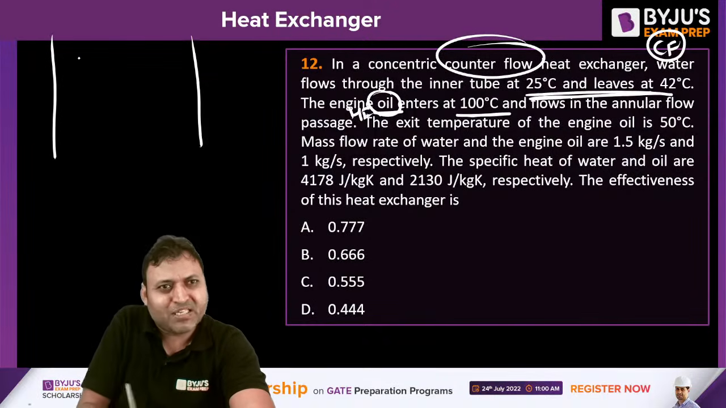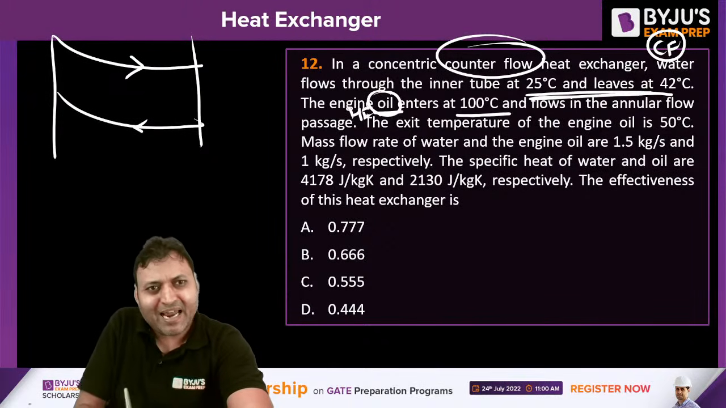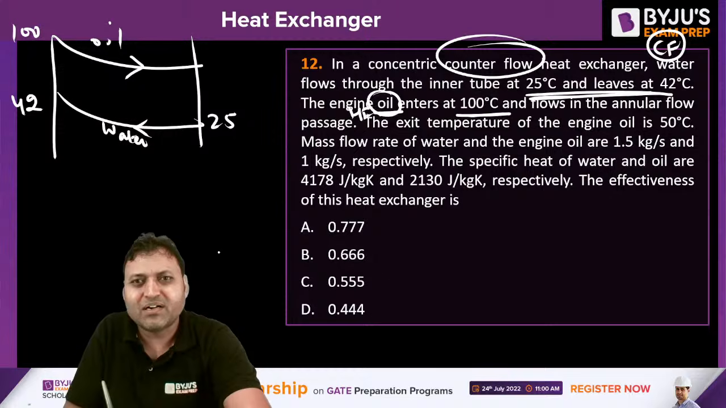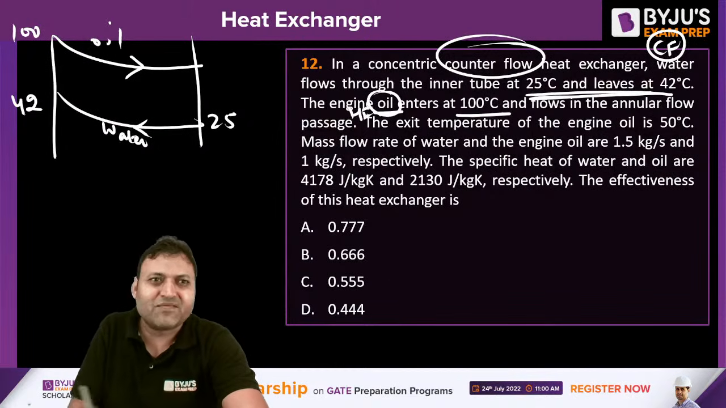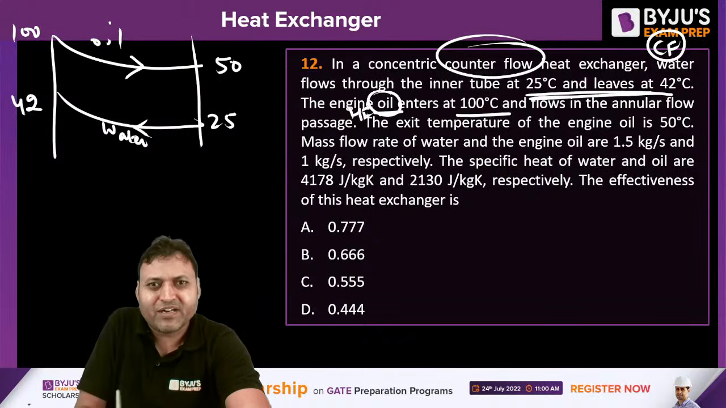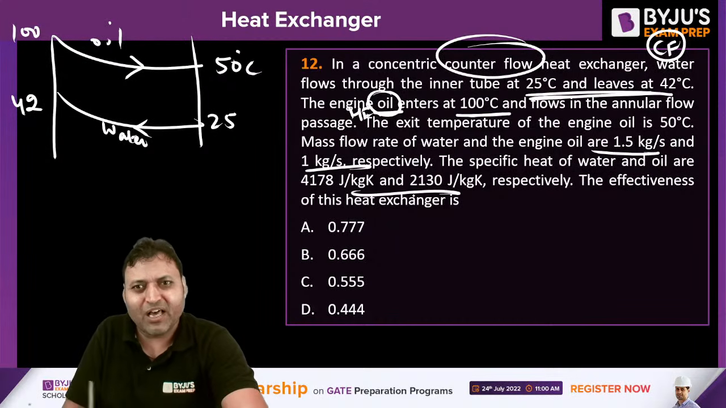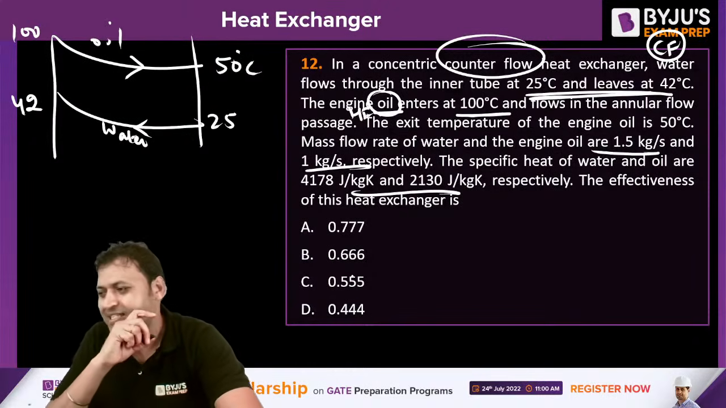If we draw the temperature profile for counterflow, water is entering at 25 and leaving at 42. Hot fluid, that is oil, is entering at 100. This is how the temperature profile will be drawn. The exit temperature of the engine oil is also given, that is 50 degrees Celsius. The mass flow rates and the specific heats of water and oil are also given. What is the effectiveness of the heat exchanger?